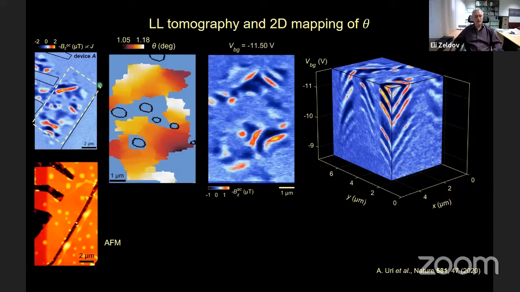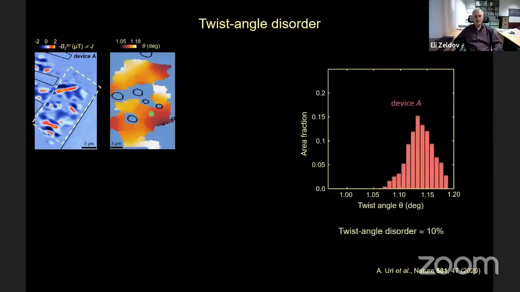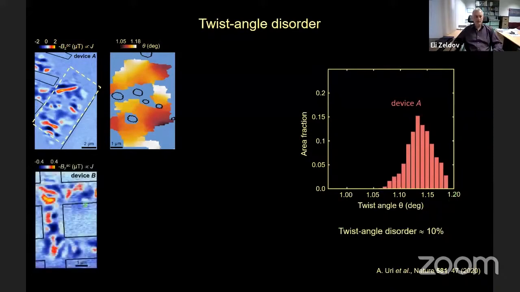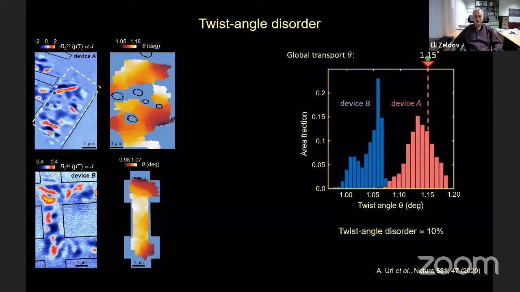So now once we map out the twist angle disorder, we can understand better the Landau level physics in these devices. We can also do some statistics. So this is the histogram of this device, showing about 10% spread in the twist angle. This is another device. This is the map of the twist angle in this device, and this is the histogram. And we can compare it with transport. So the global transport shows 1.15 degrees for this sample, which fits quite well the middle of the distribution.